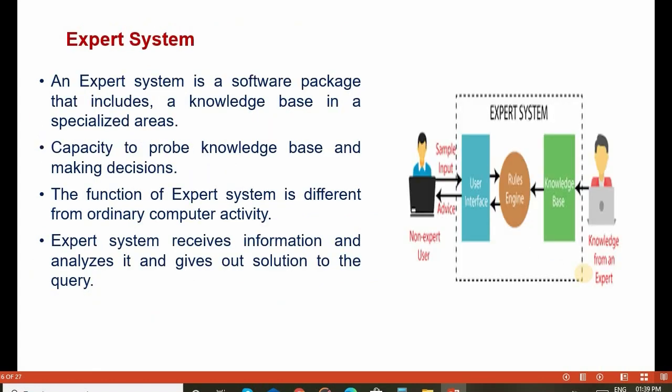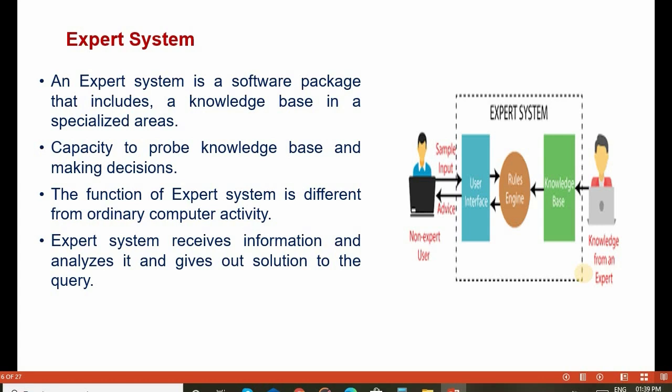The expert system is a software package which includes the knowledge base in different specialized areas, so it is called a knowledge-based expert system. It has the capacity to probe the knowledge base as well as make different decisions in manufacturing.